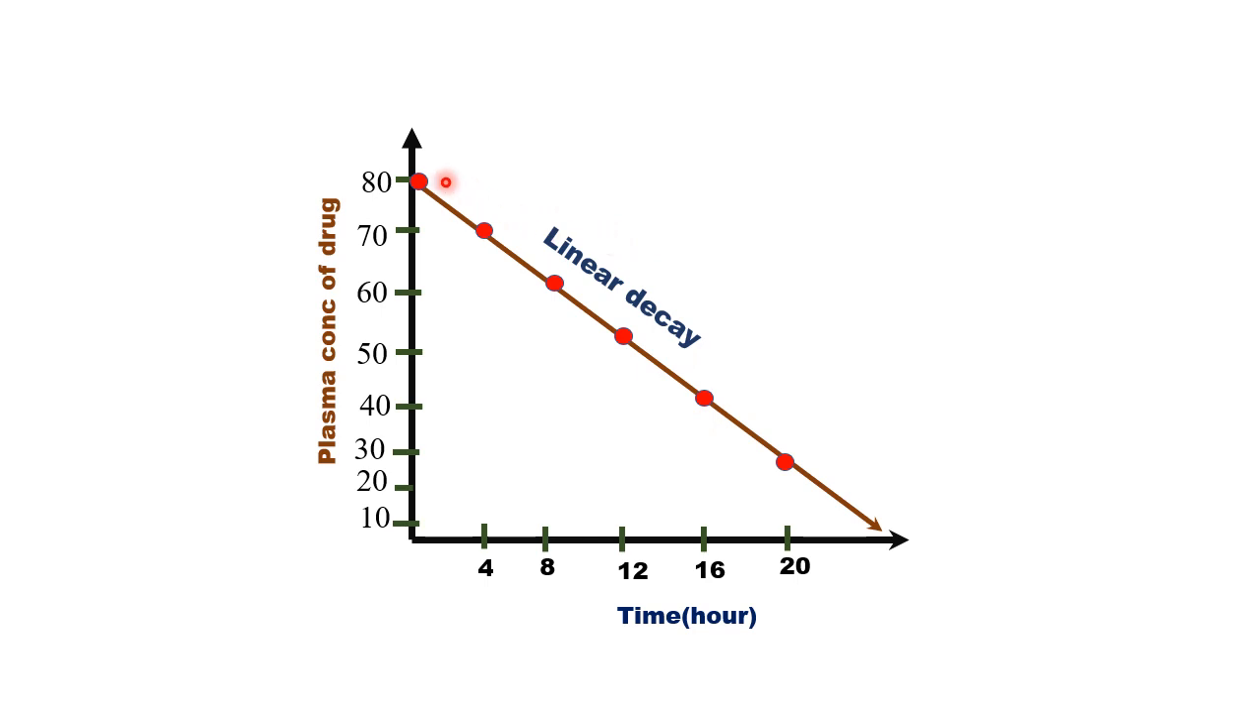Here you can see in zero order only a constant amount of drug is eliminated, so that's why it is called linear decay, whereas in first order it is exponential decay. In zero order it is linear decay. This is plasma concentration of drug versus time. A constant amount of the drug, 70 mg, in 4 hours 60 mg, so only 10 mg is being eliminated for every 4 hours. It is linear decay.